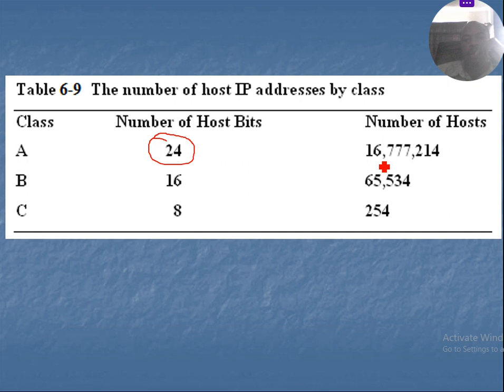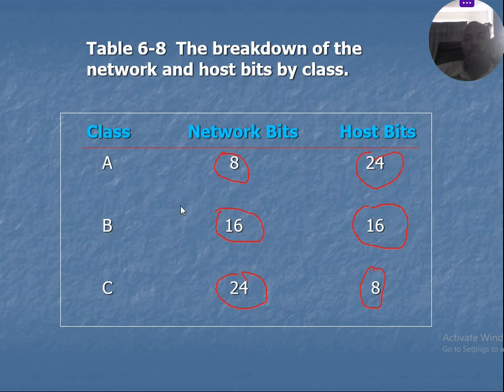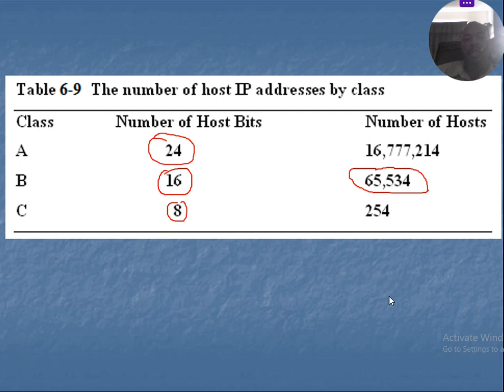16,777,214. Okay, so for class B, the host bit is 16. Remember, the network is 16, host is 16 for class B. So you have 2 to the power of 16 to give you this one. If you subtract 2, you get this figure. Then for class C, you have only 8 host bits. The host bit is 8.